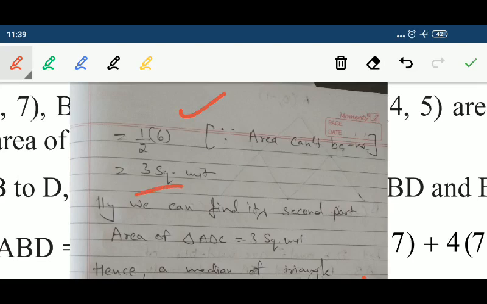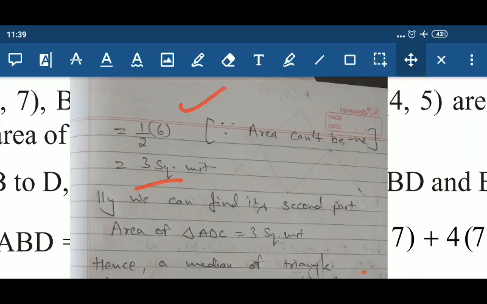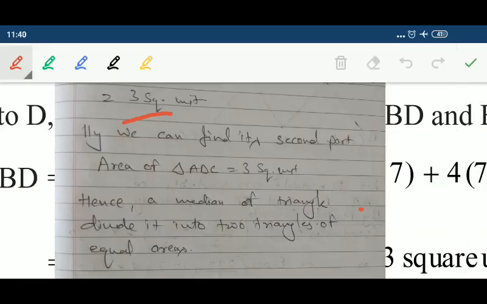In the same way we can find the second part, the area of triangle ADC, by using the formula for the area of a triangle, which is also equal to 3 square units. So hence we write that a median of the triangle divides it into two triangles of equal areas.